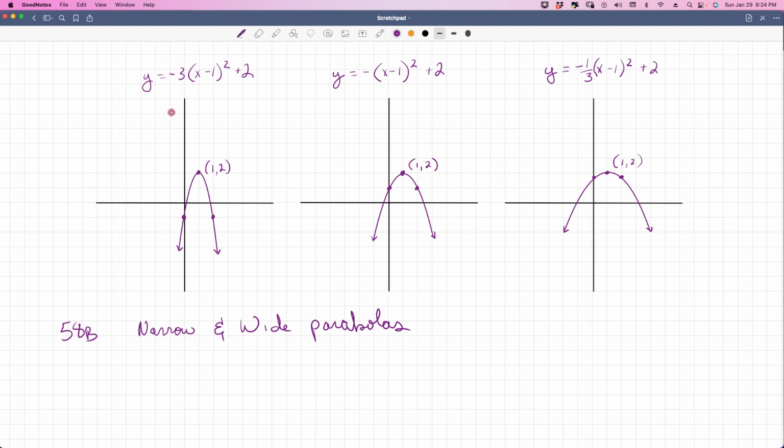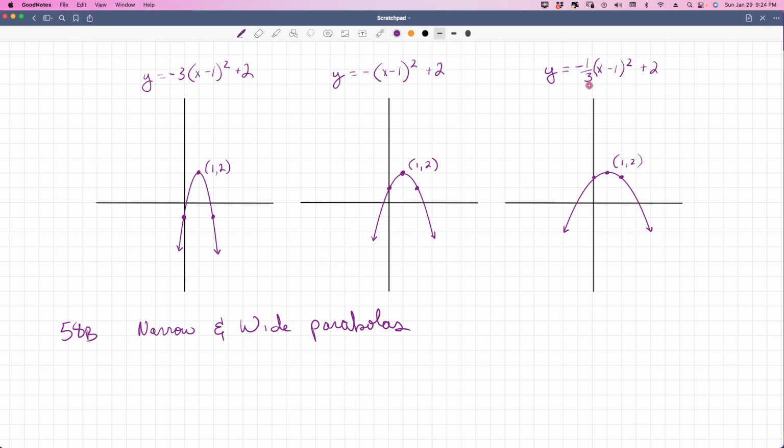A great way to think of this is that the negative sign only tells you which direction it's facing, that it's facing down. The positive tells you that it's facing up. It's the number itself that tells you whether or not it's wide or narrow. So this is bigger than 1, so it's going to be narrow. And this is a 1, so it's your standard 1-to-1 parabola. It's a standard size.